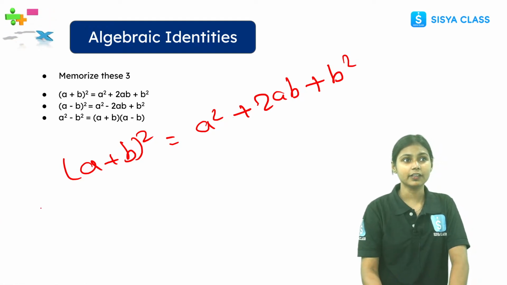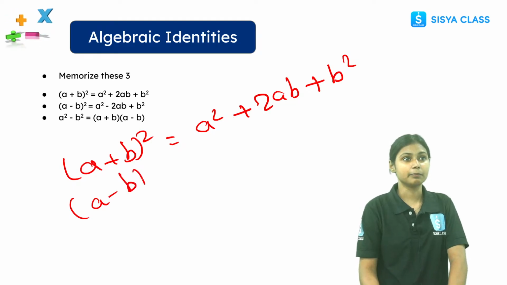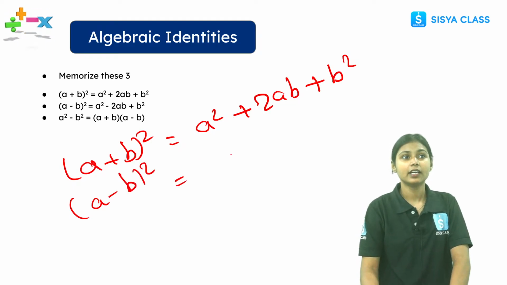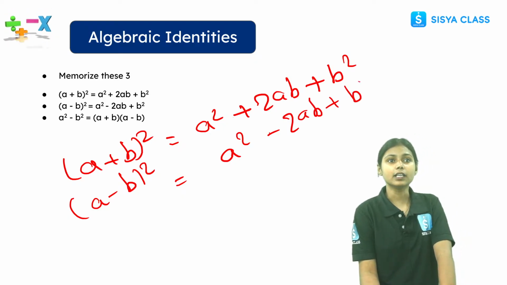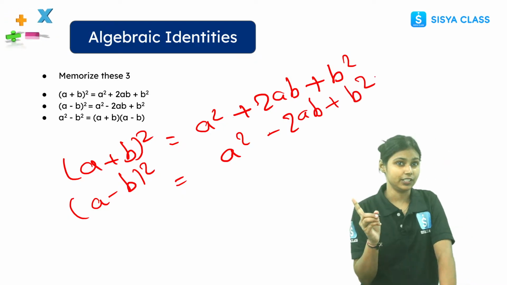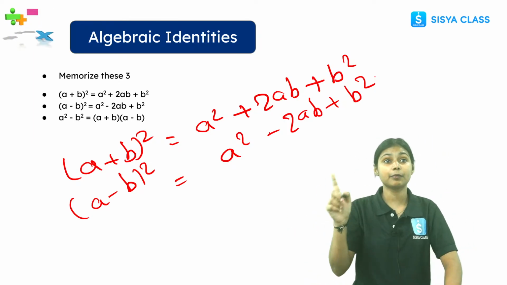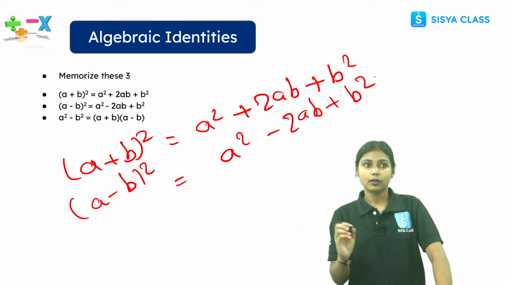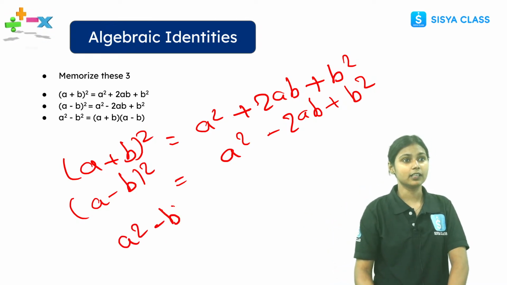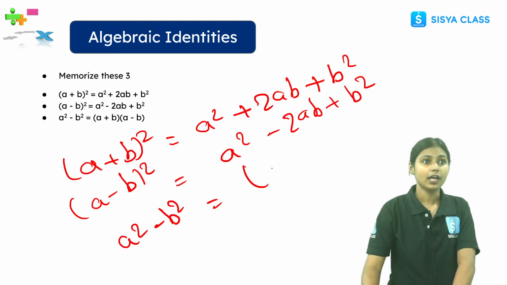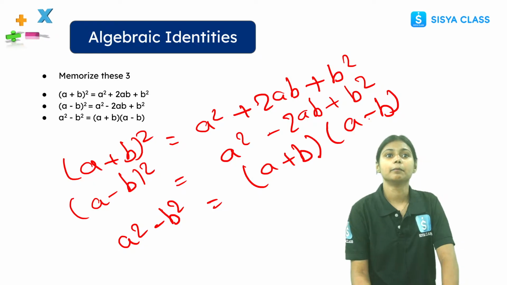And then we have (a minus b) square. What will it be? It will be the same: a square minus 2ab plus b square. See, only the sign changes, that is it. Only the sign is changing, so always remember that: a square minus 2ab plus b square. Okay? And then we have a square minus b square is equal to (a plus b) and (a minus b).